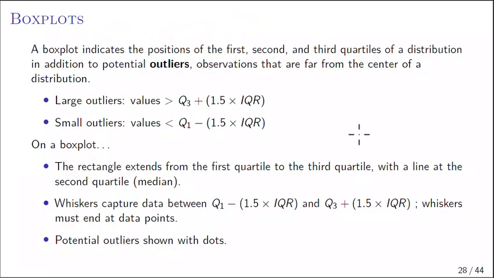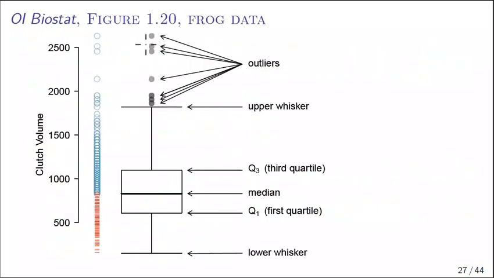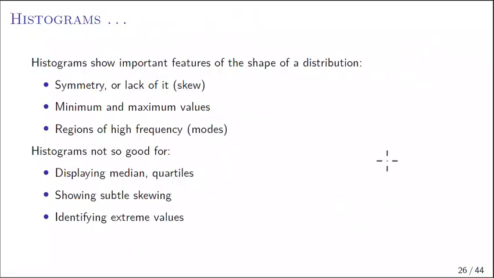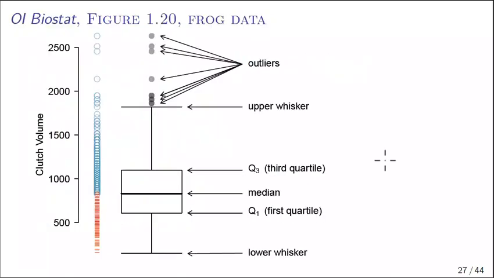On the box plot, you can see the rectangle extends from the first quartile to the third quartile. The rectangle is what we mean by the box, with a line at the second quartile, the median. The whiskers capture the data between these two ranges. Potentially there are also dots, which we use to show outliers. Compared with the histogram, the box plot is more precise.